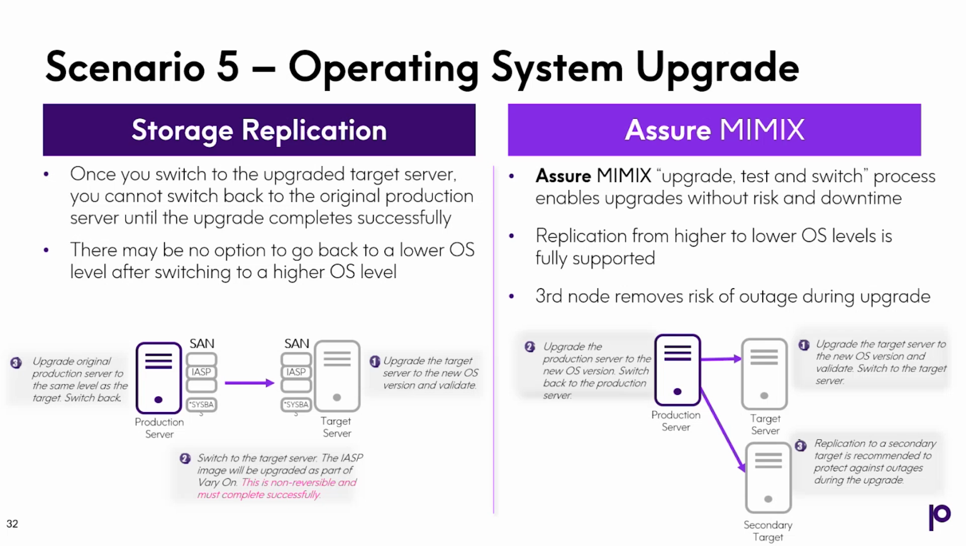Now, if you compare that and do the same thing with Mimics, you've got 7.4 running on production, and you've got 7.5 over here. You can upgrade that target to 7.5. Now you can go ahead and do a switch over to that 7.5 and replicate in reverse.